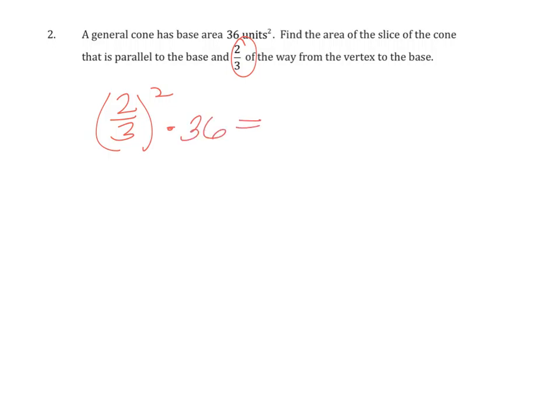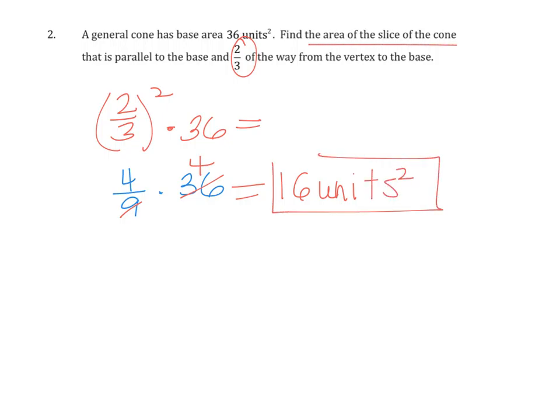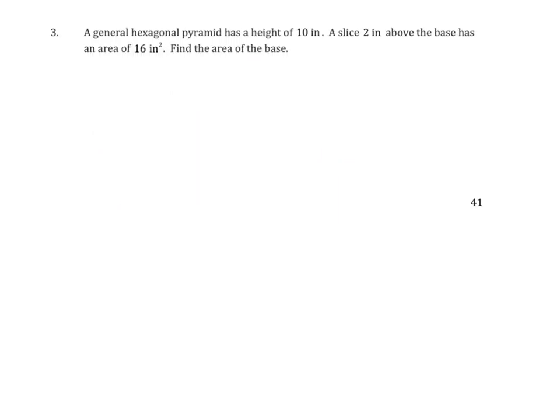So when we square 2/3, we end up with 4/9 times 36. I know that 9 goes into 36 4 times, and what I'm left with is the product of 4 times 4, which is 16 square units. So ultimately what we just found was the area of the slice of the cone that is parallel to the base. A general hexagonal pyramid has a height of 10 inches. A slice 2 inches above the base has an area of 16 square inches. Find the area of the base.